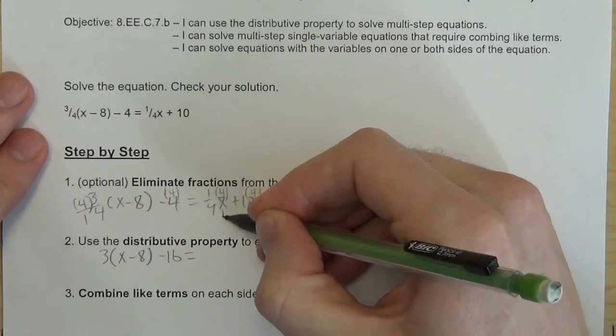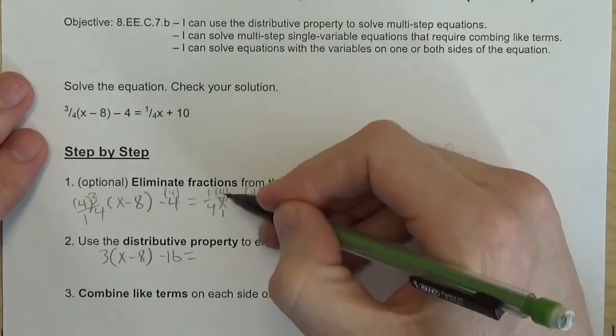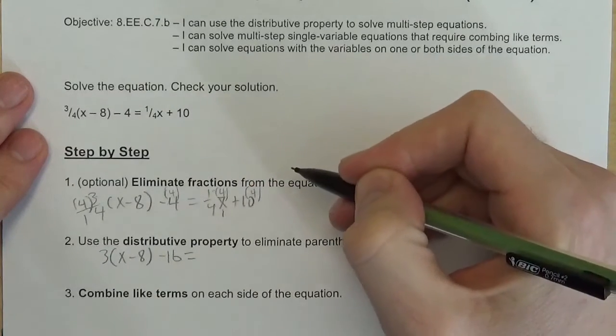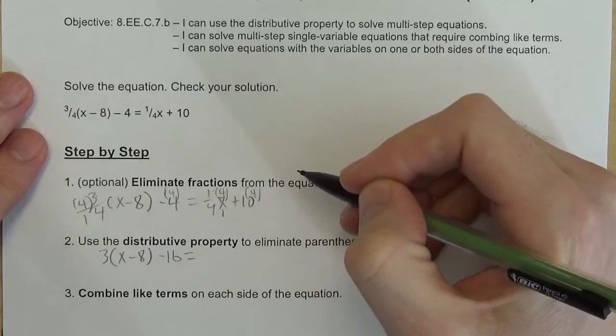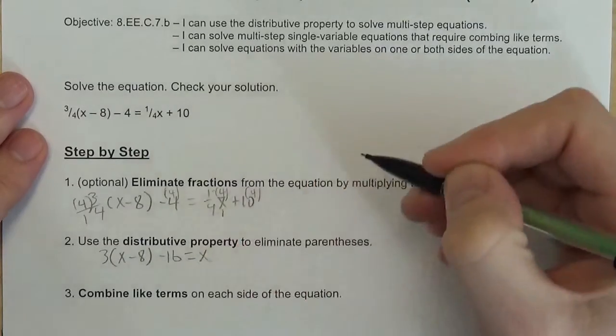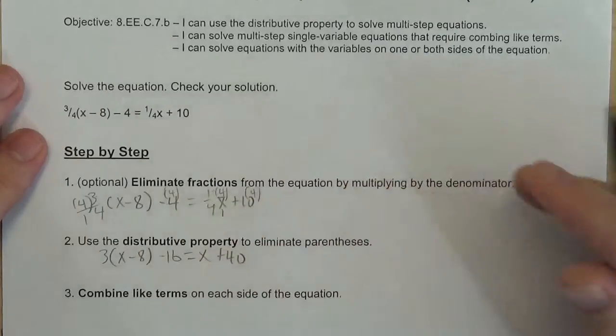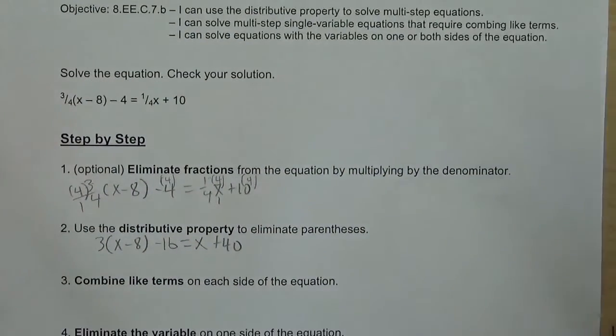1/4 times 4, again, if we made this into a fraction, it'd be 4 times 1 is 4. 4 divided by 4 is 1, and that gets multiplied times x. So 1x would be just x. Plus 4 times 10 is 40. So you can see now I've multiplied everything in the equation by 4, and now we have an equation that does not have fractions anymore.